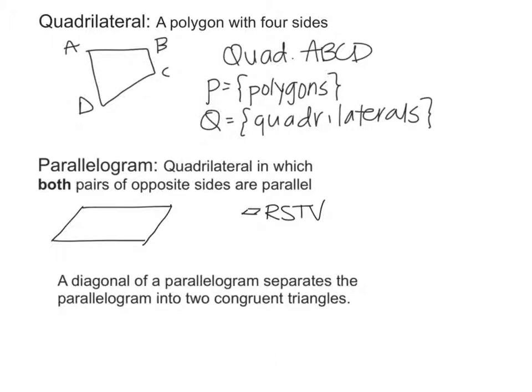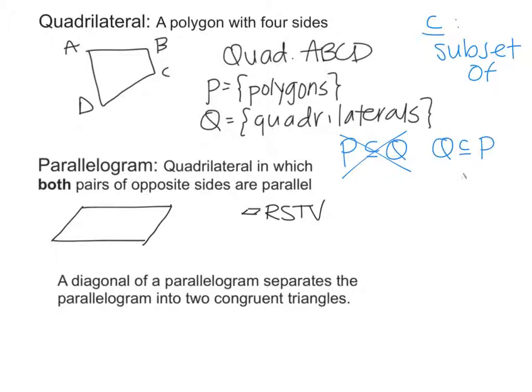Now let's say I have P as the set of polygons and Q as the set of quadrilaterals. That brings up a good topic about what this symbol stands for. It's a weird little symbol with a C with a line under it. This means subset of. So if I say polygons are a subset of quadrilaterals, is that true or false? Well, quadrilaterals are a type of polygon, so that's false. But if we write quadrilaterals are a subset of polygons, yeah, that's true. Quadrilaterals are a type of polygon.